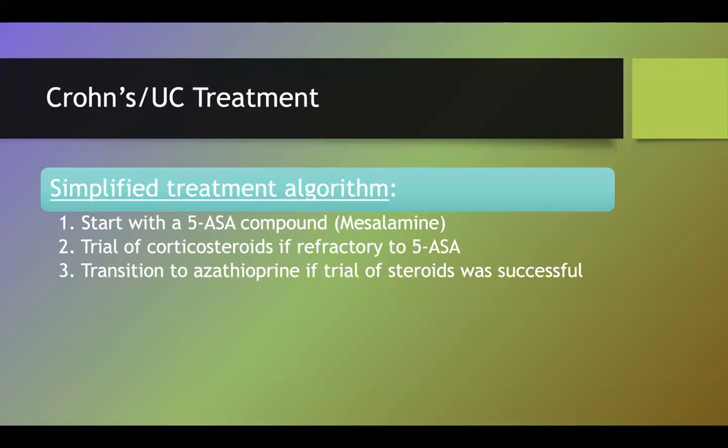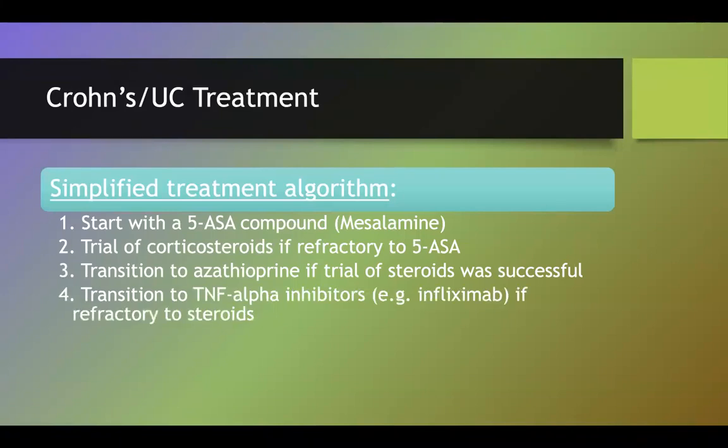azathioprine. Sorry, I can't speak right now. And then if the steroids really didn't work out as well, then you can move up to a TNF alpha inhibitor like infliximab. Again, I think I've seen people on TNF alpha inhibitors even though they had a good response to steroids, so take this algorithm with a grain of salt. And then if everything fails, if nothing's working, you can go to cyclosporin, which is more of a heavy hitter.